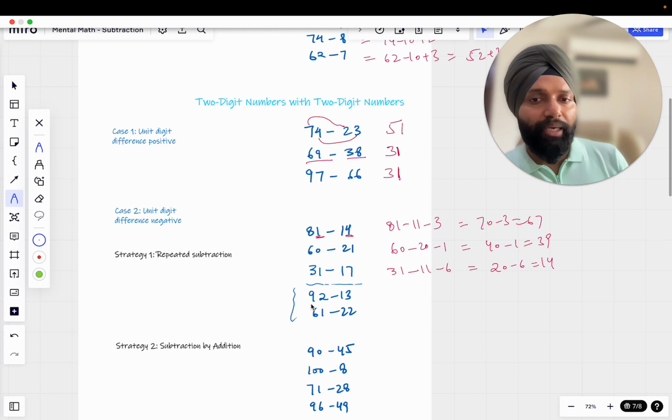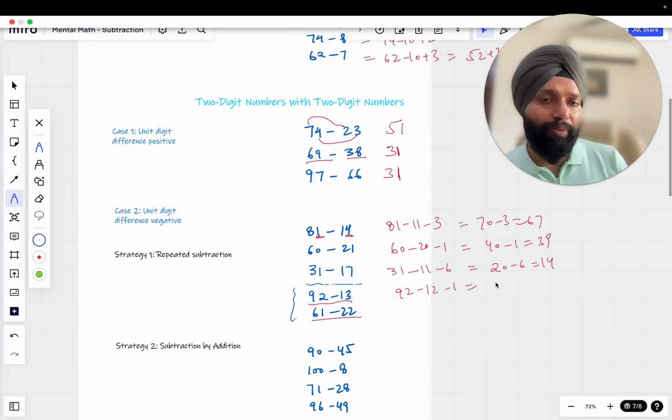Now in this case, we see the unit digit difference is just 1, right? So one way is that you can simply do this. You don't need to create a specific case. So this becomes 80 minus 1, which is 79. Essentially this is what I'll be doing in my mind. So let's not create a specific case here. So this becomes 40 minus 1, which is 39.